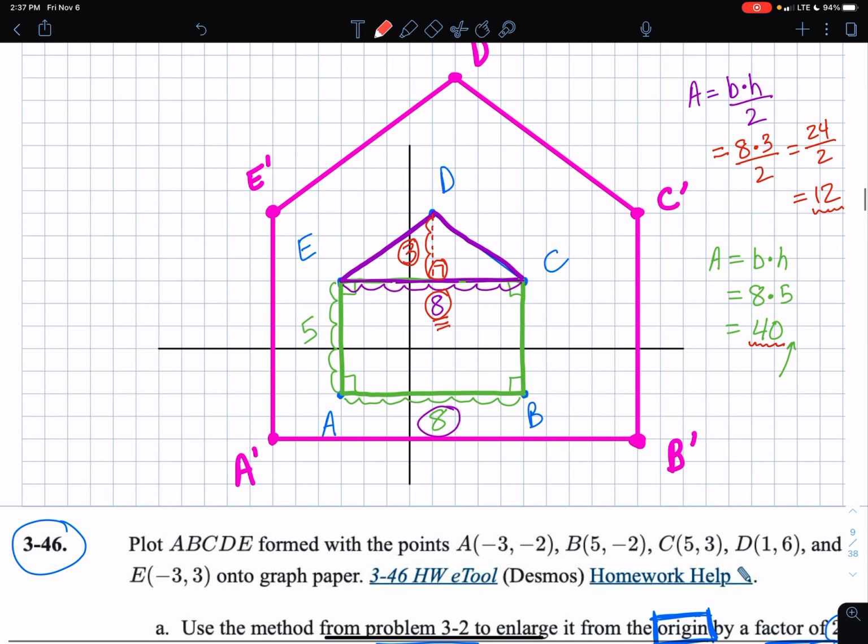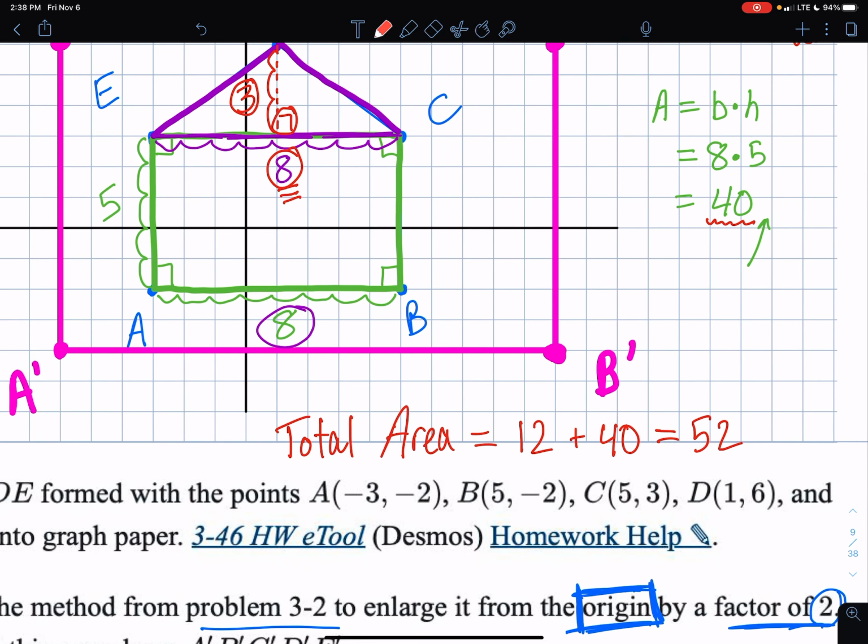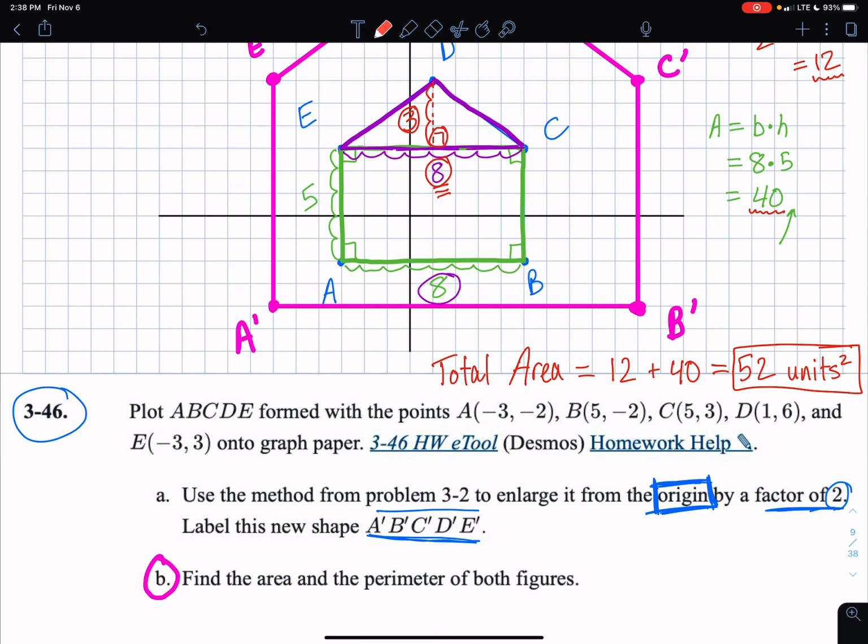And so for our area, we'll just add those together. Total area is going to equal 12 plus 40, and 12 plus 40 is 52. And then here's the part where we should add our units in. They didn't give us any units like feet or centimeters or miles, so we'll just say 52 units squared. And so that's the area. And I am going to bring that down low.